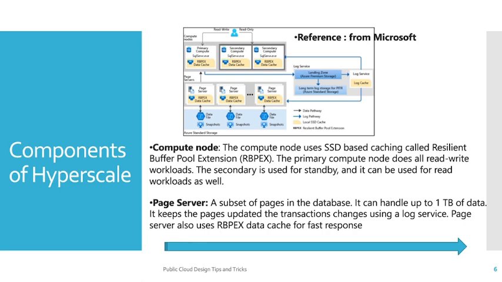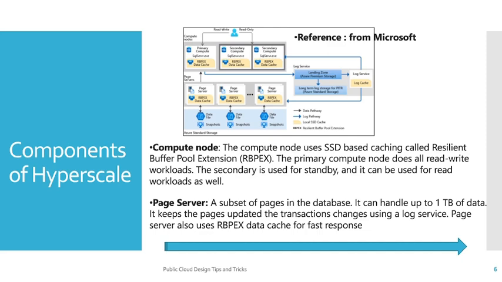Now let's realize the different components of hyperscale database. As you can see in this diagram, there are different components of SQL database, hyperscale database. One is compute nodes, second is page server, third is log service, and fourth is Azure standard storage. So let's try to understand what compute nodes are. Compute nodes are used for SSD based caching called resilient buffer pool extension, RBPEX. The primary compute node does all the read-write workloads, whereas the secondary is used for standby, and it can be used for read workloads as well.